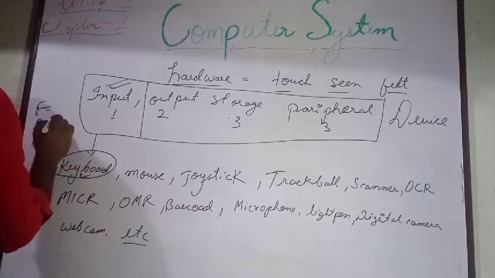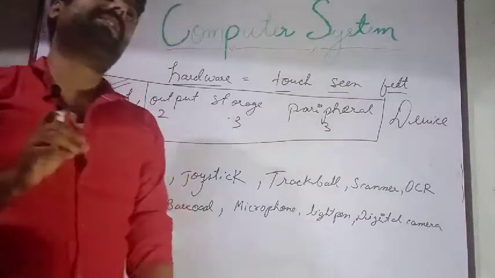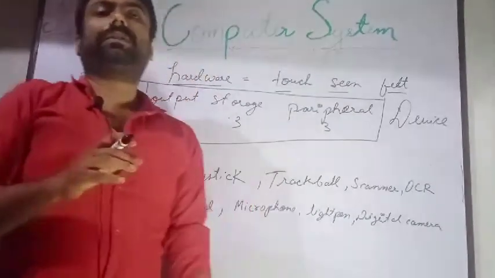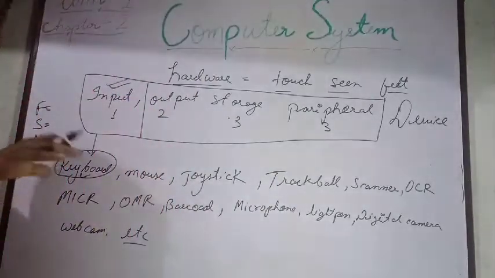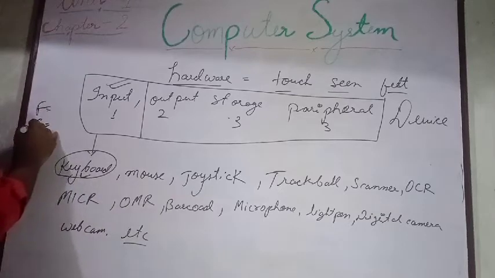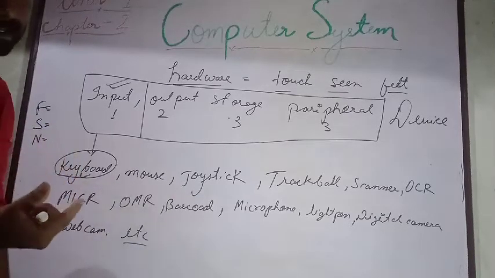Then after, special keys mean Control, Shift, Alt. Using those different types of keys together in a sequence, the performance of that dedicated task will happen. So special keys will be like that: Alt Delete, Control Delete. You press them, and the system will restart.